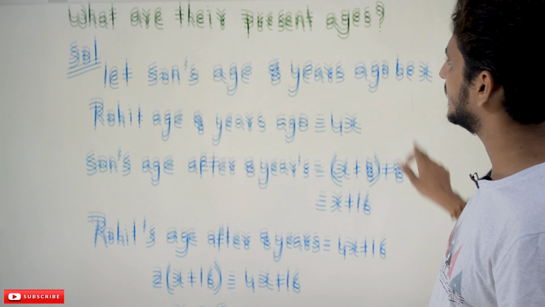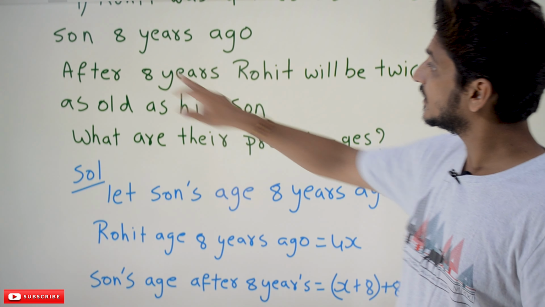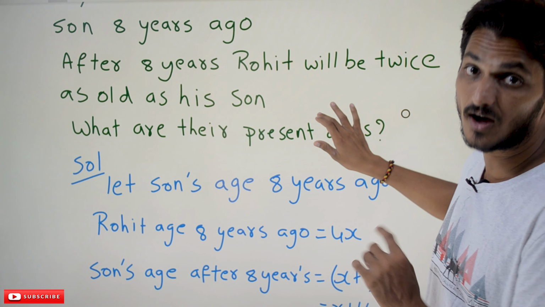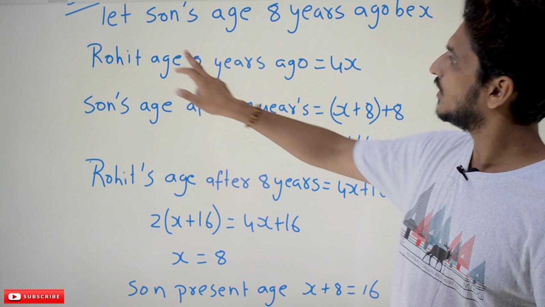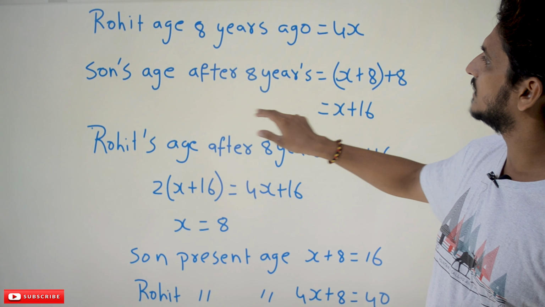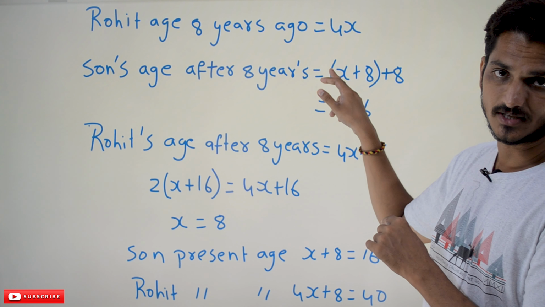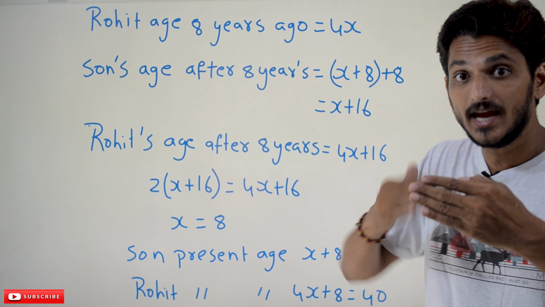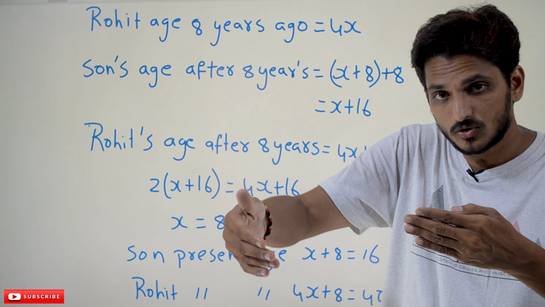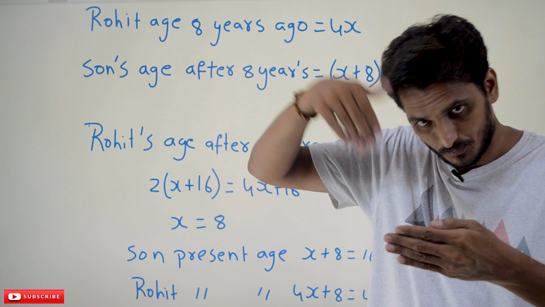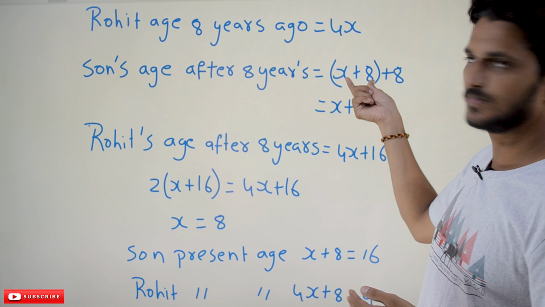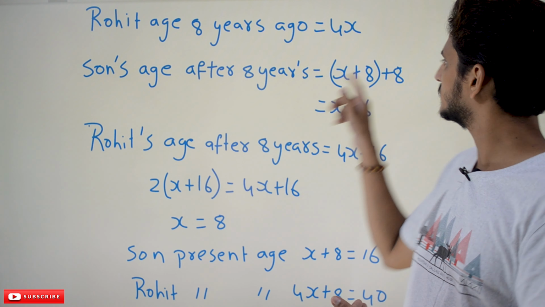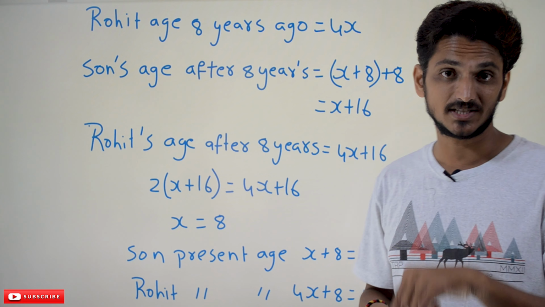From the second statement, after 8 years, Rohit will be twice as old as his son. Son's age after 8 years is x plus 8 plus 8, because x is 8 years ago. In order to move the age from 8 years ago to the present age, it should be x plus 8. From here onwards, 8 years after. So that's why x plus 8 plus 8, which is x plus 16.